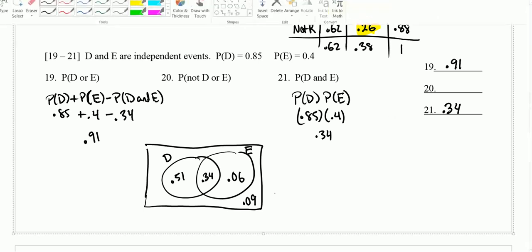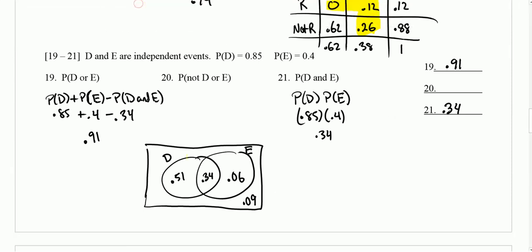So now we want not D, so I'm going to highlight everything that's not D. So everything outside of D. This is outside of D, this is outside of D. So that's not D. Or it could be in E. Well, this is the other piece that it could be. So if I add those three up, I get the answer to 20. So 0.34 plus 0.06 plus 0.09, and I get 0.49.